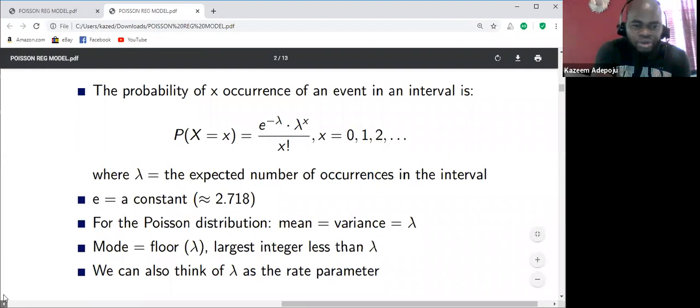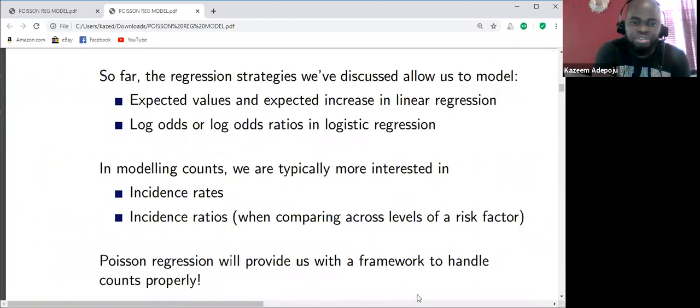Understanding that, I told you the other time that if I really want to model something that has to do with counts, where the interest is basically on incidence rate and incidence ratio, Poisson regression will provide us with a framework to handle counts properly. Not logistic regression; Poisson regression will do the job properly. In some situations some people can still use logistic, but logistic may not be able to answer the question that has to do with the incidence rate adequately.